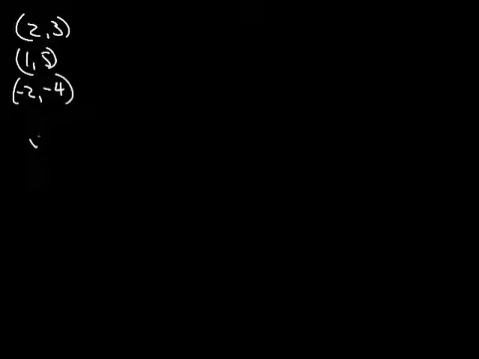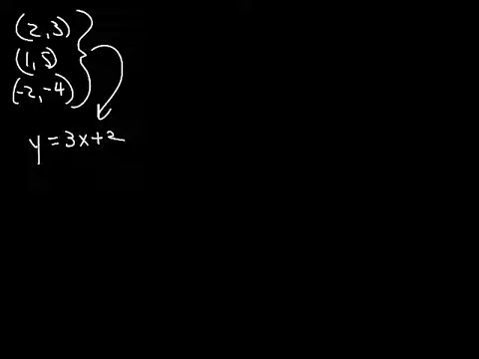Now notice example 4. It gives us a bunch of ordered pairs: 2, 3; 1, 5; and negative 2, negative 4. And the question is, if we have an equation, y equals 3x plus 2, which one of these three actually work to make that a true statement? Could be all three of them, could be two of them, could be one of them, could be none of them. So what we have to do is try each one.